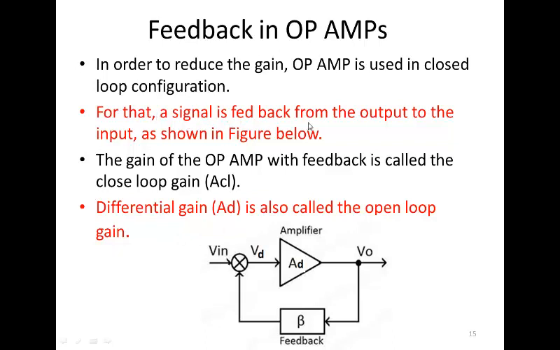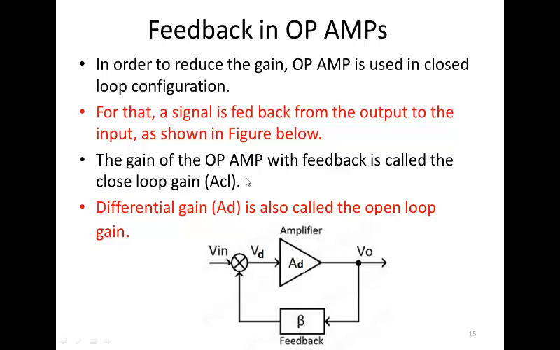For that, a signal is fed back from the output to the input. So this is the amplifier. It has this input Vd and output V0, but as this amplifier in the open loop cannot be used as an amplifier, we have to use it in feedback. So for the feedback, we take an output signal and feed it back to the input side, and this amplifier now becomes a closed loop amplifier in which feedback is applied.